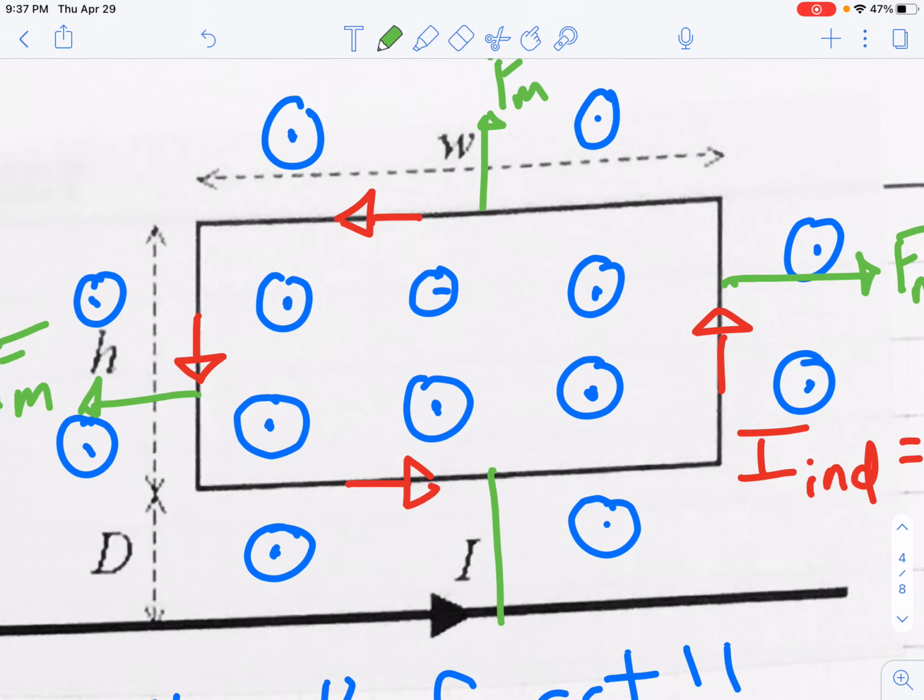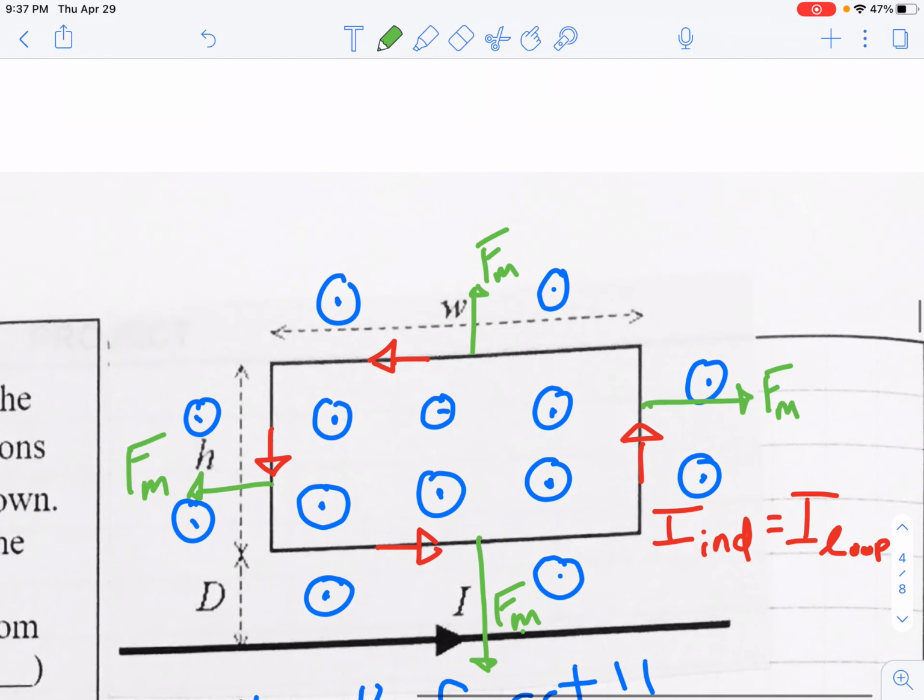I'm making some of these bigger and smaller to show you the relative magnitudes. So you can clearly see the bottom one is bigger. Why is the bottom one bigger? Because the magnetic field is stronger at the bottom of the loop and it's weaker at the top of the loop. So the bottom force will win. The left and right forces cancel by symmetry. The top force upwards is weaker than the bottom force downwards.